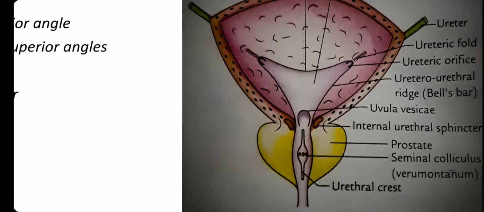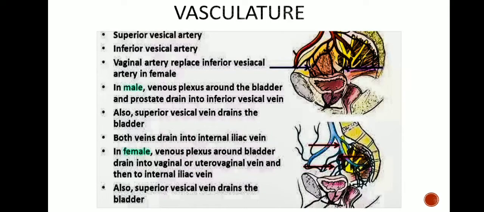Now moving on to the vasculature of the urinary bladder, which is primarily derived from the internal iliac vessels, that is, from the anterior division of the internal iliac vessels, where the arterial supply is via the superior vesical branch of the internal iliac artery, and in males this is supplemented by the inferior vesical artery, and in females by the vaginal arteries. In both sexes, the obturator and the inferior gluteal arteries also contribute small branches.